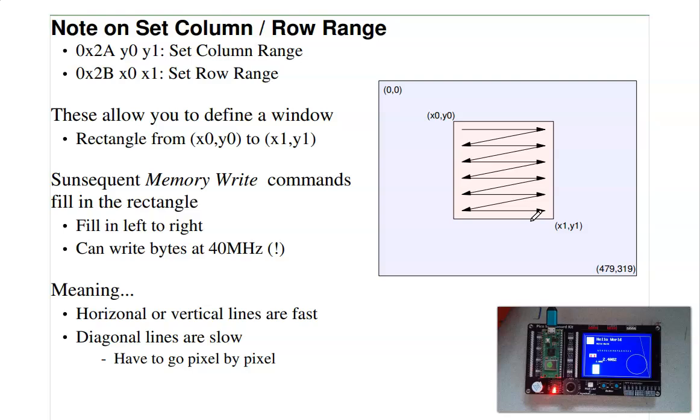What this means is that I can write horizontal lines really fast. I'll just define a rectangle that is like 200 by 1 and fill it in at 40 megahertz. I can also draw vertical lines very fast: I'll define a 1 by 200 rectangle and fill it in. Diagonal lines are really slow, because I have to go pixel by pixel. So what you're going to see on the display is that horizontal and vertical lines are pretty fast, while diagonals are kind of slow. When you're setting up your graphics, try to avoid diagonal lines.